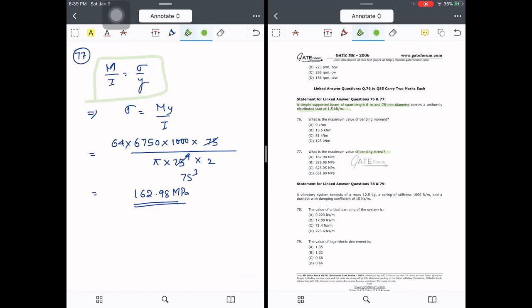Now what is the value of maximum bending stress? Let me correlate first. What is the relation between maximum bending moment and maximum bending stress?